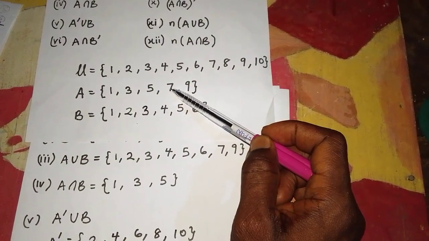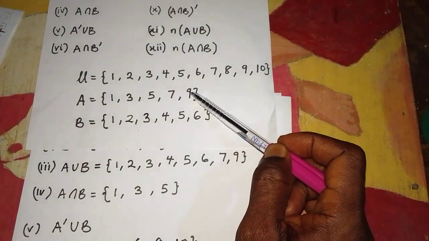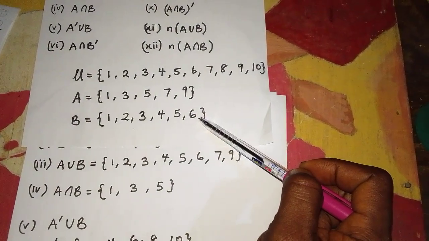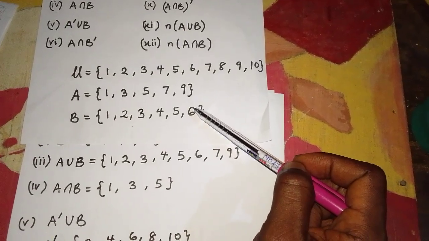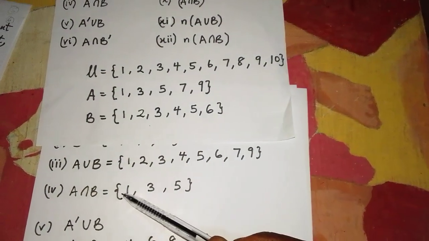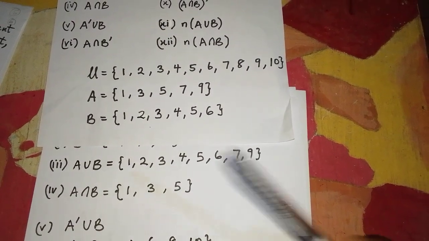7 is in set A, not in set B, no. 9 is in set A, but not in set B, so you do not write that one. So the elements that are common in set A and B together are numbers 1, 3, and 5.